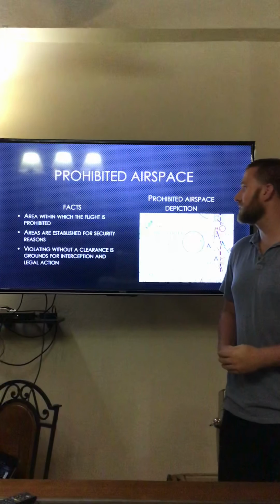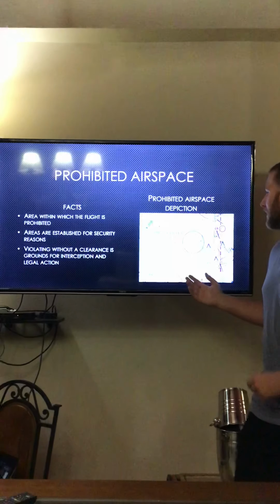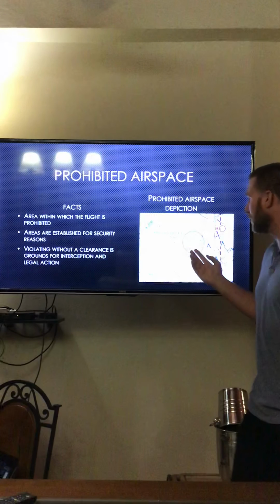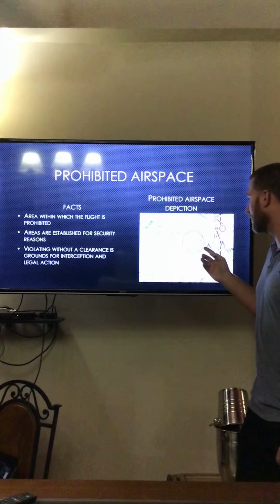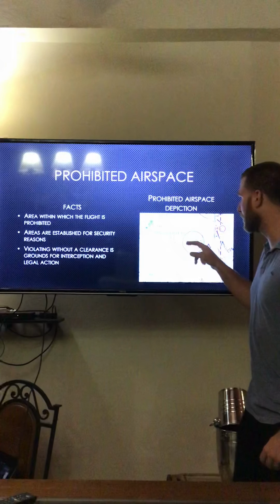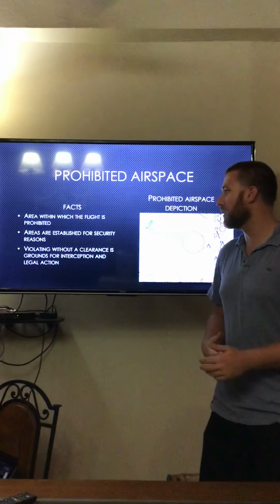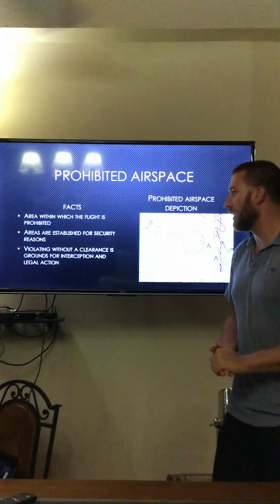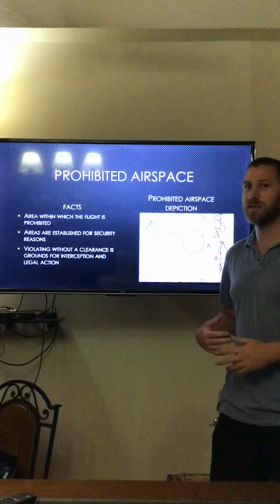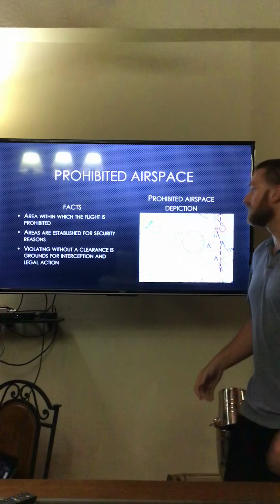The first one is the prohibited airspace. Now, prohibited airspace depiction here on the sectional chart will look like this. It'll say prohibited, it'll be in blue, and it'll also be solid blue with the hash marks dictating where it's at inside the circle. So it's inside the circle, and it'll usually have a P right here. So facts about that is the area within which flight is prohibited, areas established for security reasons, and if you do break this airspace, it does cause for a possible interception and also legal action.